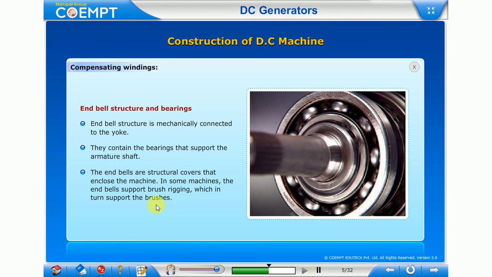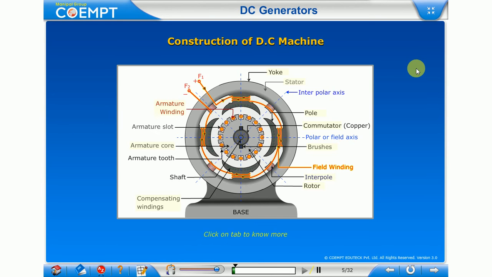A wave winding has only two parts in parallel between the positive and negative brushes irrespective of the number of poles. Thus, for a wave-wound armature, the total current at the terminals of the DC machine is twice the current in one path of the winding.